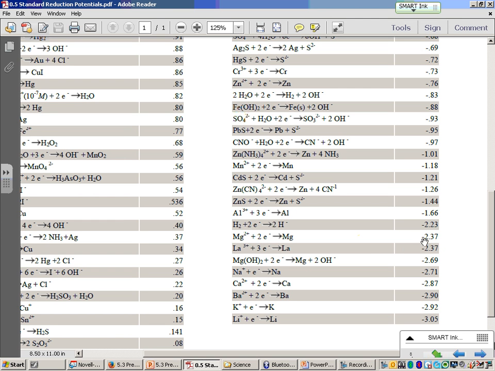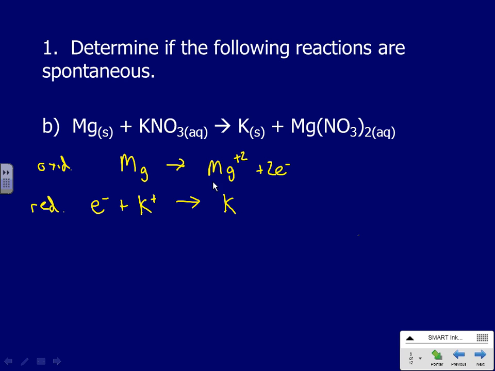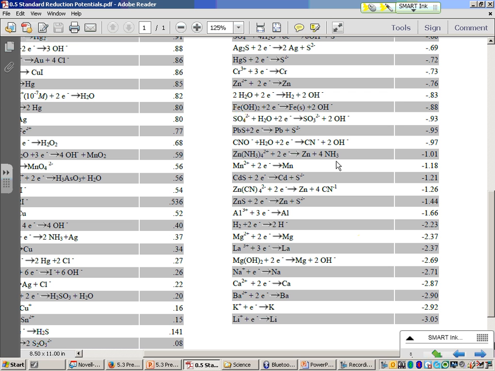So magnesium, and it's 2.37, and we flip that guy, so we need to switch the sign, right? So negative 2.37 becomes positive 2.37, and now we're back for the potassium. And you might think, oh, positive 2.37, this is looking good. Could be spontaneous, it's big. Where's the potassium? Down at the bottom.